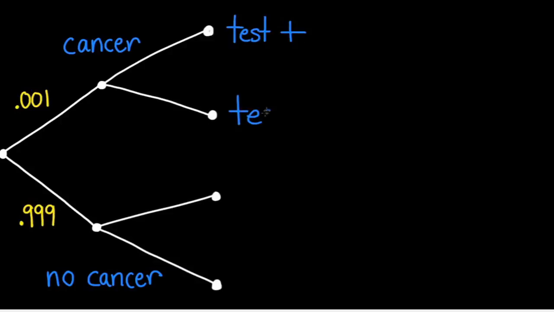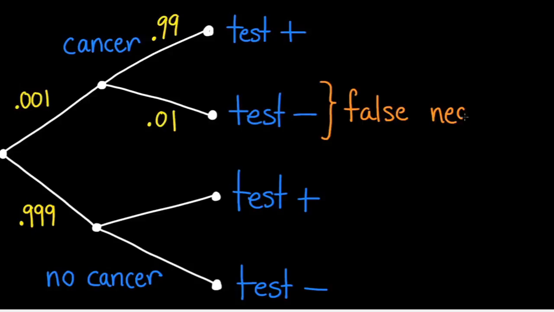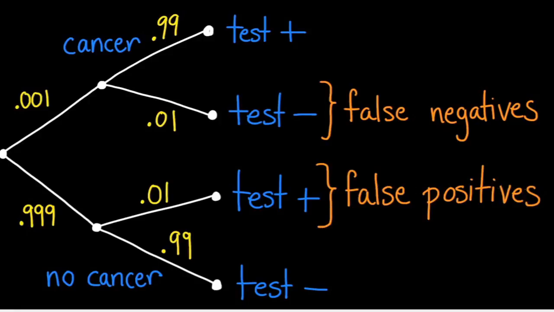Let's extend the tree diagram to illustrate the possible results of the medical test that is 99% accurate. In the cancer population, 99% will test positive correctly, but 1% will test negative incorrectly. These incorrect results are called false negatives. In the cancer-free population, 99% will test negative correctly, but 1% will test positive incorrectly. These incorrect results are called false positives.